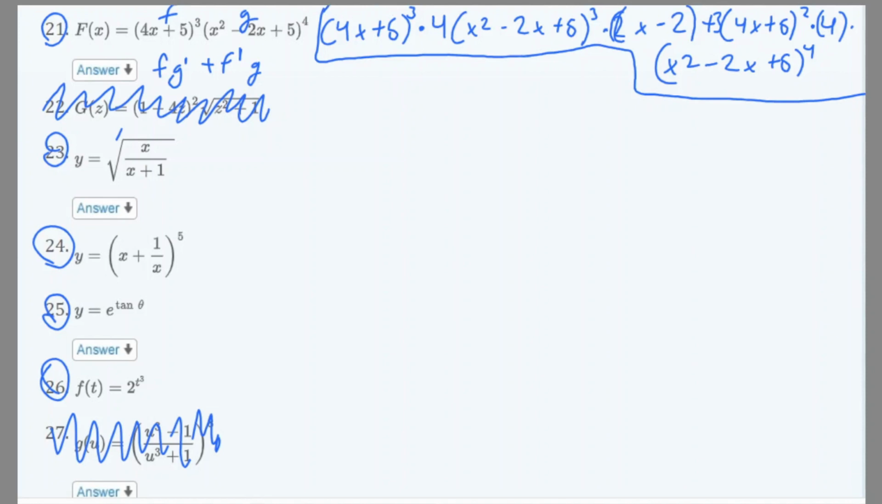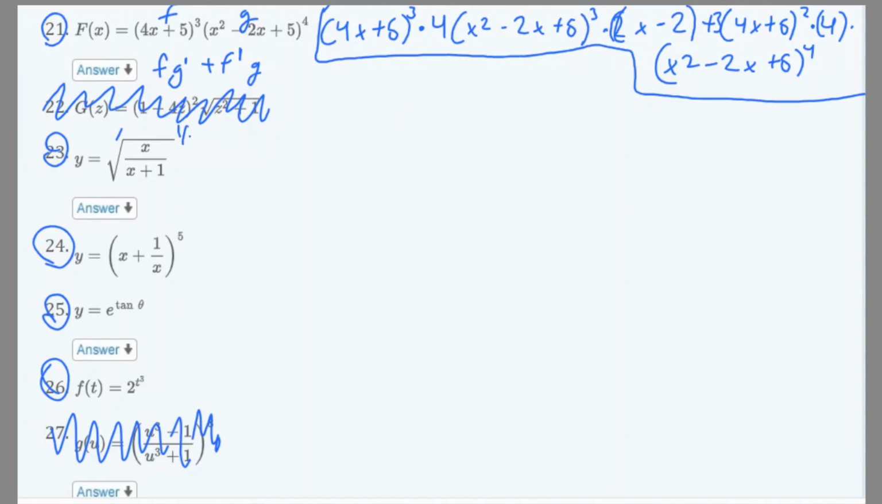You don't have to simplify out anything, you can just leave it in this form, and that would be totally correct. So that was with the product rule and the chain rule. Number 23 is with the chain rule and the quotient rule. So for this, we use the chain rule first actually for the whole thing.